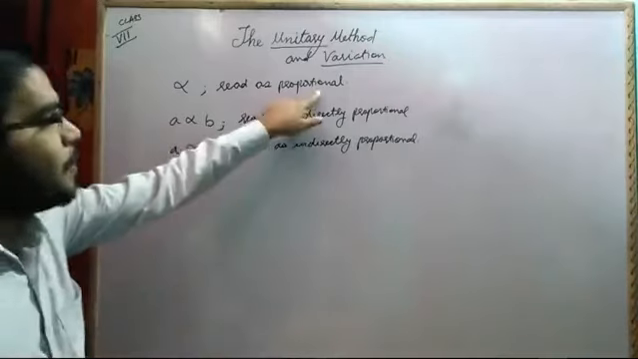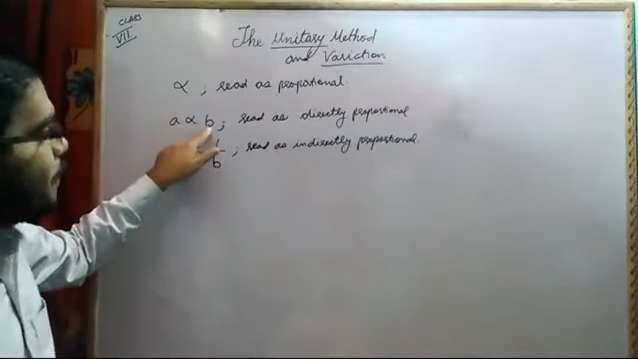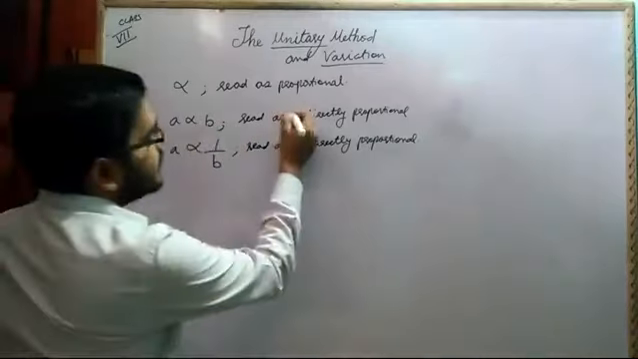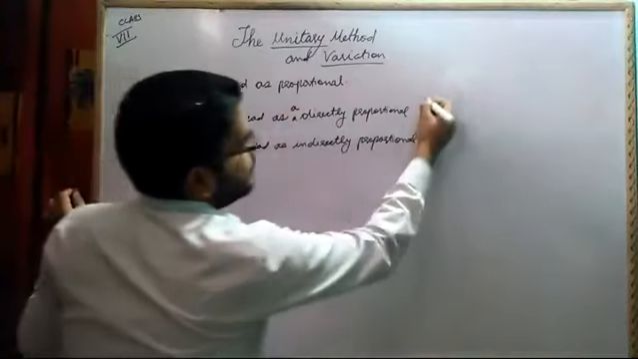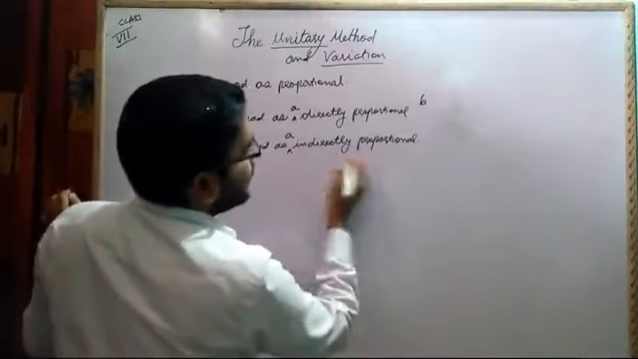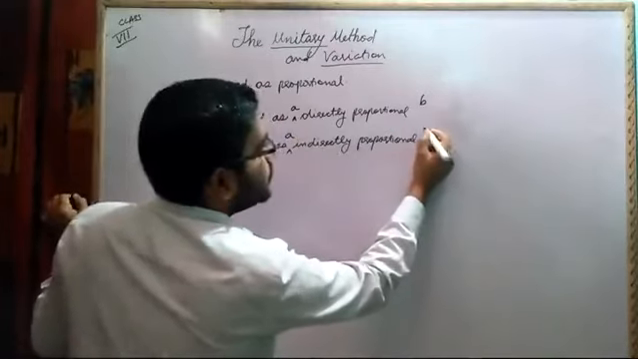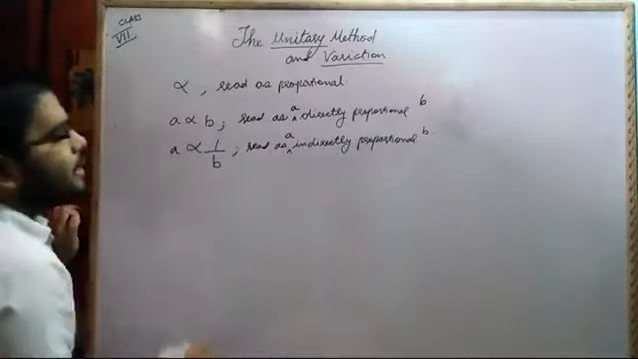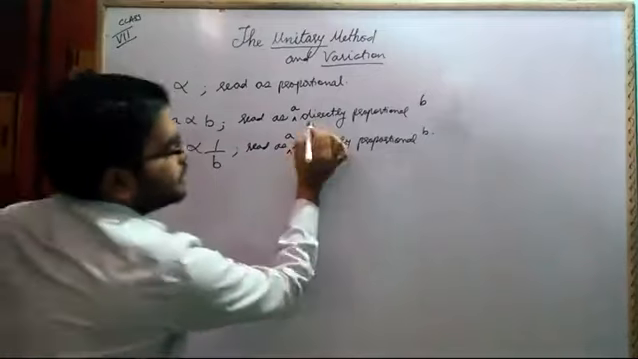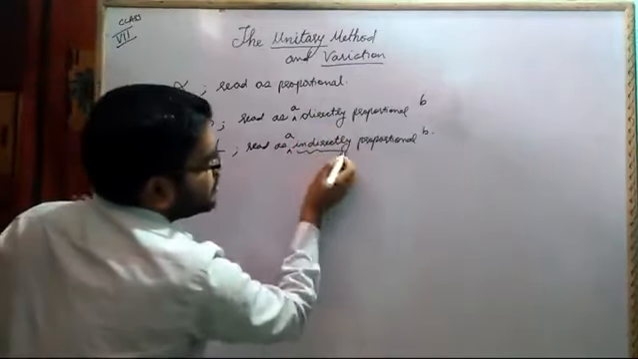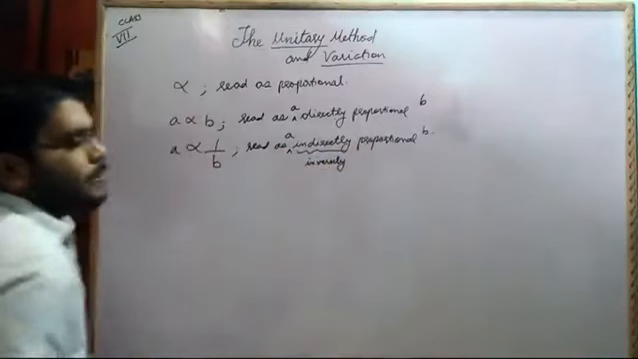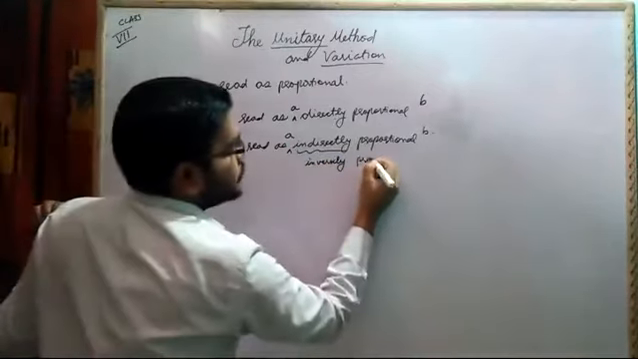Now this is read as proportional, and A directly proportional B. We read this as A directly proportional to B. This will be read as A indirectly proportional or inversely proportional to B. Okay, read as proportional, directly proportional, indirectly proportional, or for this we also say inversely proportional.